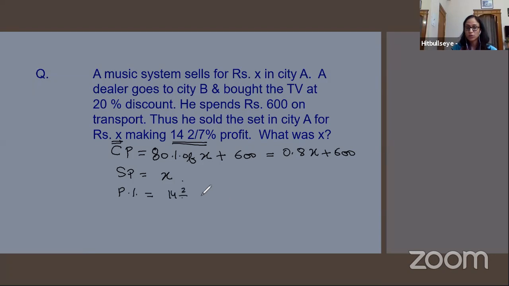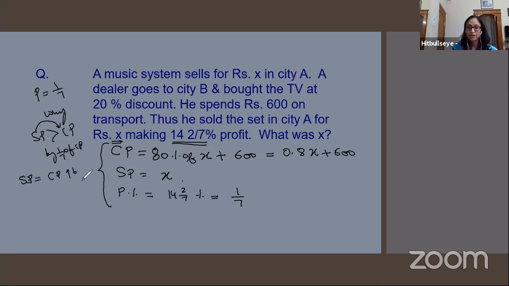Now, in that entire transaction, he made a profit of 14/7%, which I said is a very commonly used percentage fraction conversion, which is 1 by 7. Now comes a very important point, that is, he earns a profit of 1 by 7. Why? Because his selling price was more than cost price. By how much? By 1/7 of the cost price. So selling price is more than cost price by 1/7 basically means that selling price is after increasing this by 1 by 7.